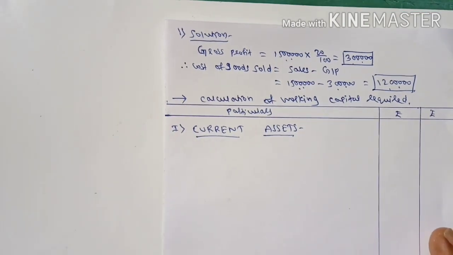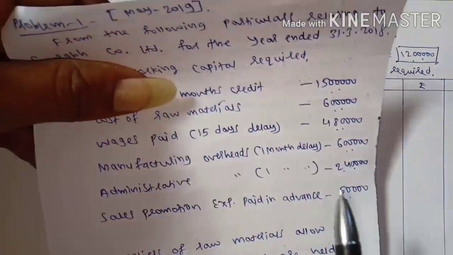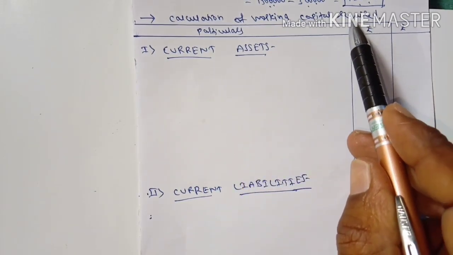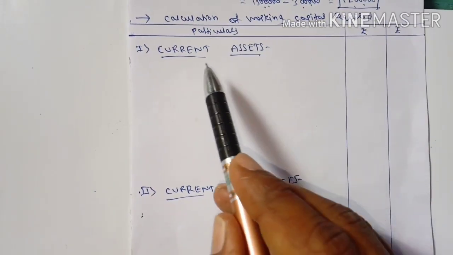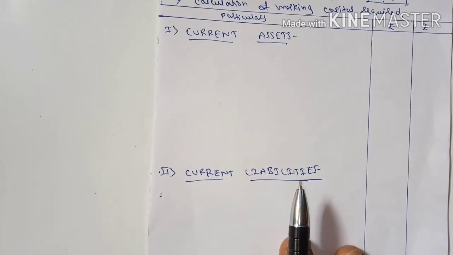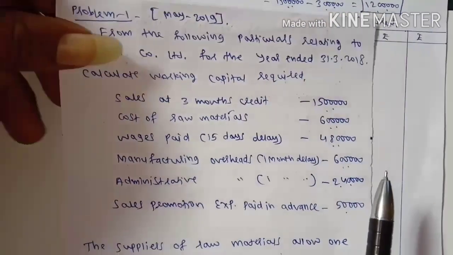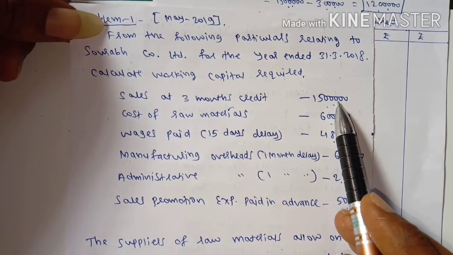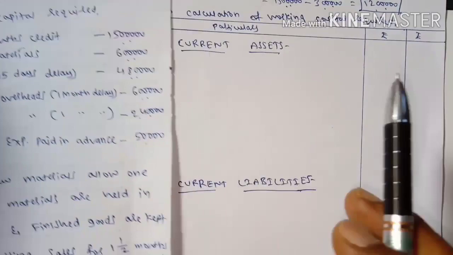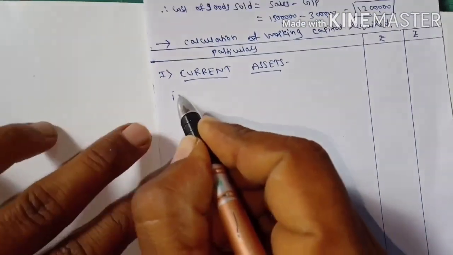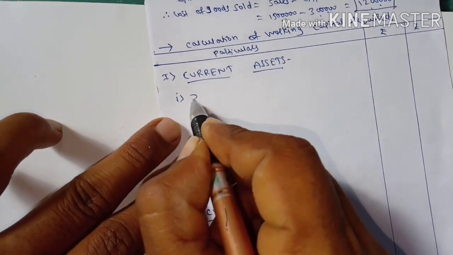Now let's start the problem one by one. So you have to prepare like this: calculation of working capital required, particulars, amount. So current assets and here the space for current liabilities. So I will go one by one. Sales at 3 months credit 15 lakh. So this sales, credit sales, is nothing but debtors. So debtors are our current assets. So this is first, debtors.